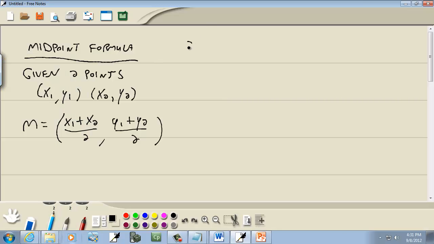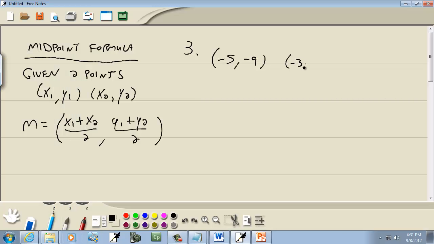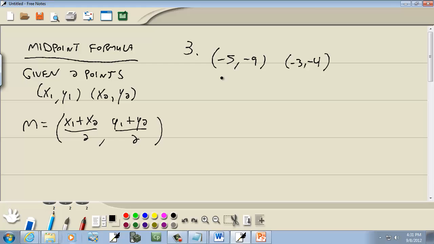So let's look at a problem dealing with that. We got (-5, -9) and (-3, -4). This is our first point, so that'd be our x1, y1. This is our second point, so that's x2, y2. Now really, there's probably no need to put extra parentheses in here. Hardly anybody messes up on the signs on this particular one.